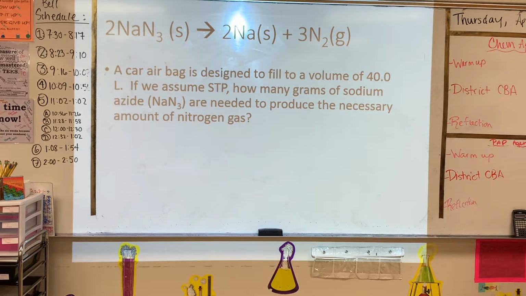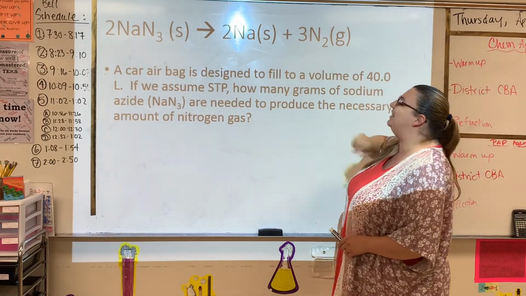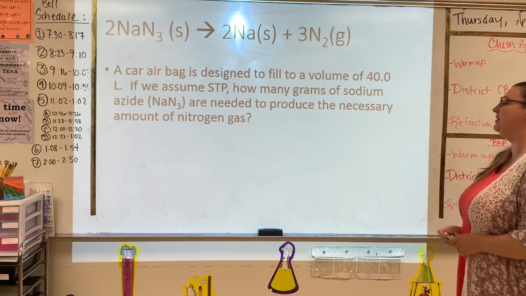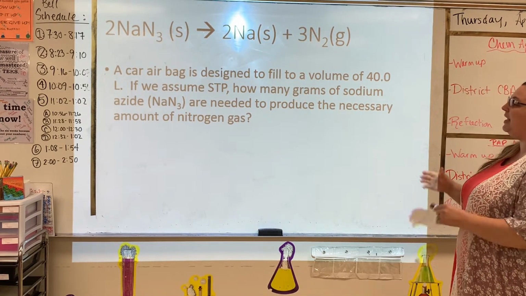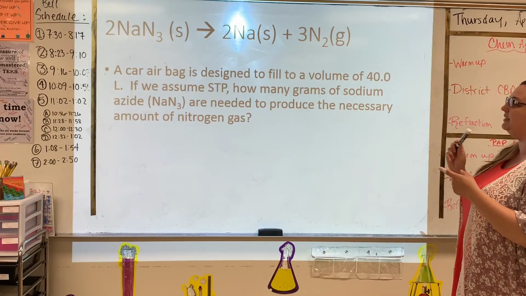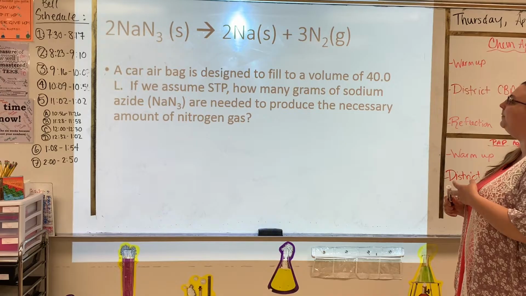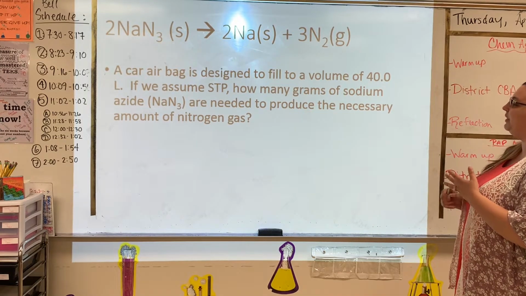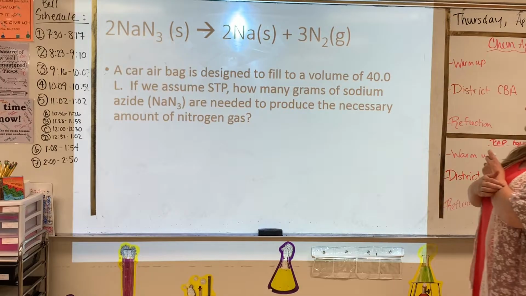Okay, so let's go ahead and look at this first example. Here we have our balanced chemical equation for the airbag reaction. It says a car airbag is designed to fill to a volume of 40 liters. If we assume STP, remember STP is standard temperature and pressure, so 0 degrees Celsius and 1 atmosphere. How many grams of sodium azide are needed to produce the necessary amount of nitrogen gas?